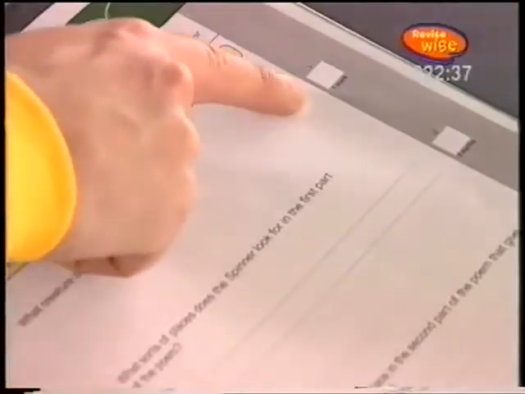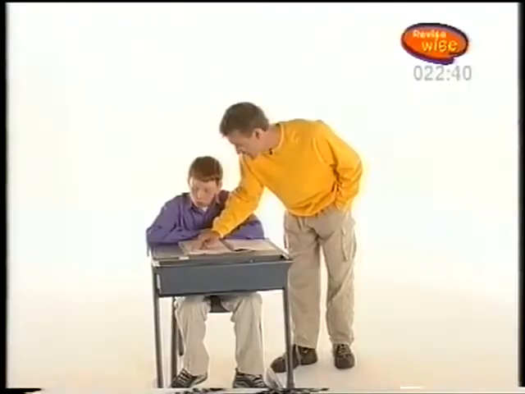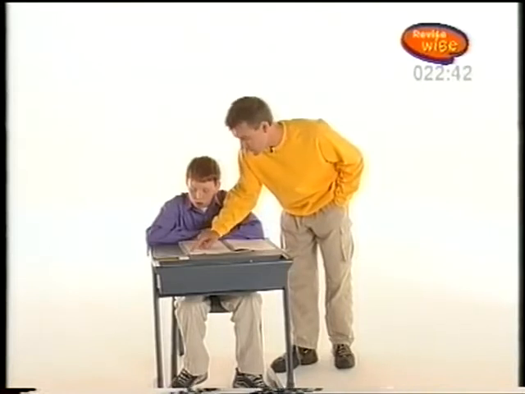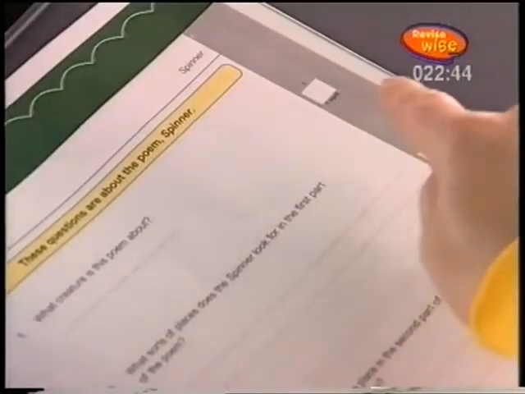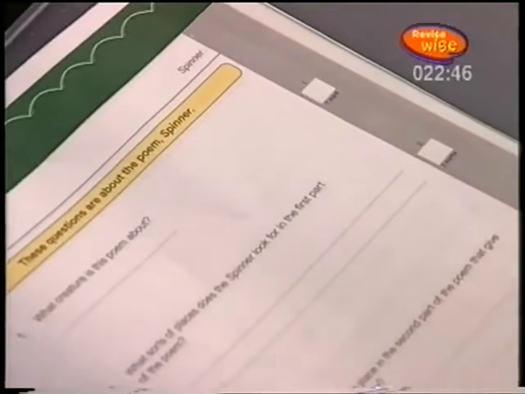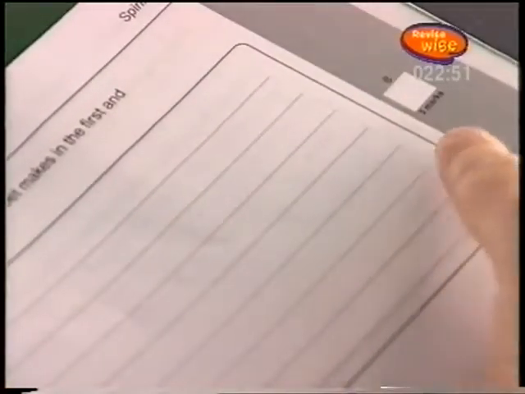How do I know what marks I get for each question? You see those numbers there? They tell you how many marks you can get for each question. So this single word answer is worth 1 mark, this 2-line answer is worth 2 marks, and this longer answer, 3 marks.